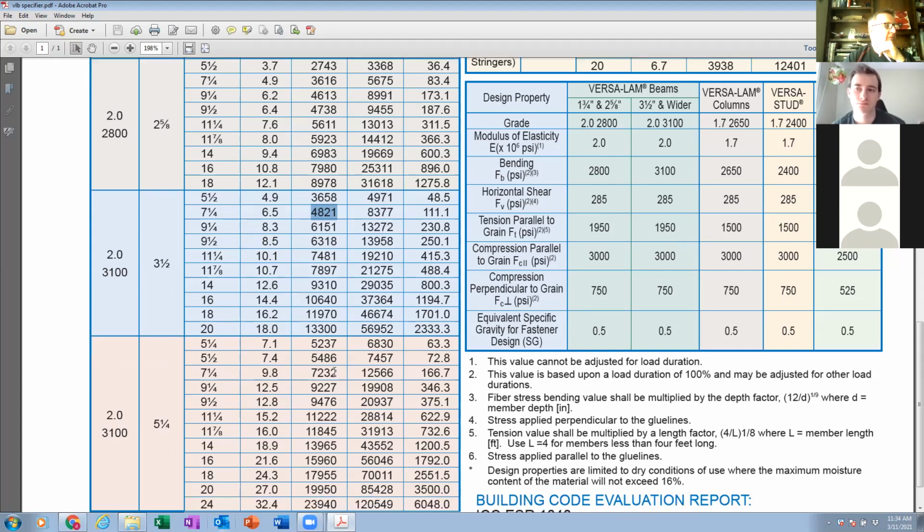Notice some of these bigger ones are just massive. Look at that guy. 3.5 inches wide by 20 inches tall. It's almost 2 feet tall, and it can handle 13,000 pounds of shear. That's awesome.